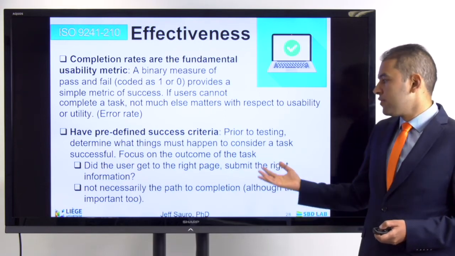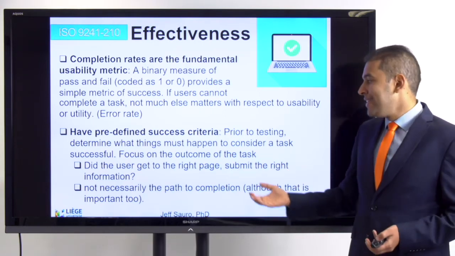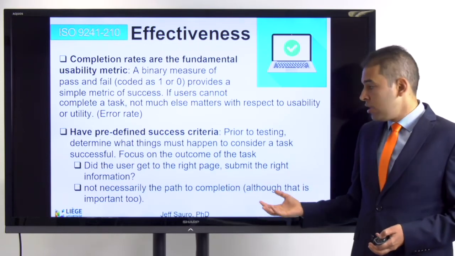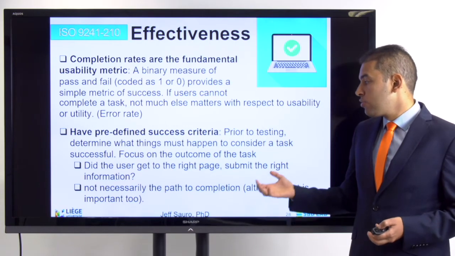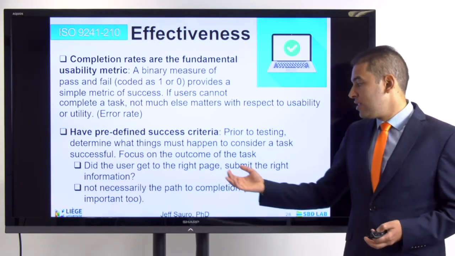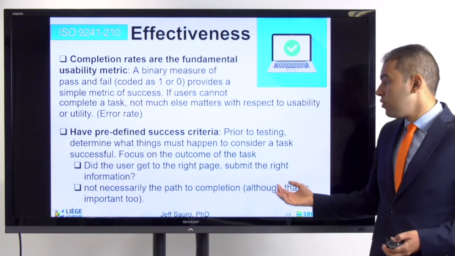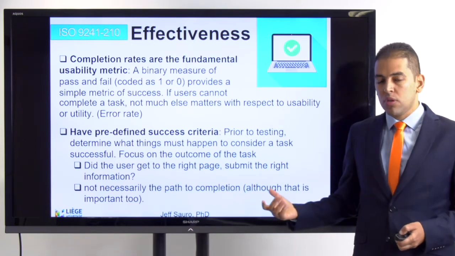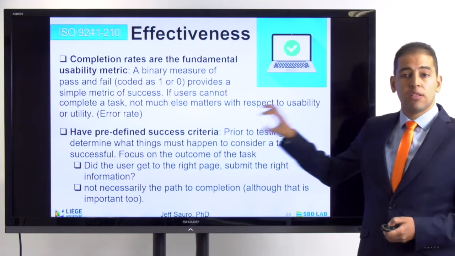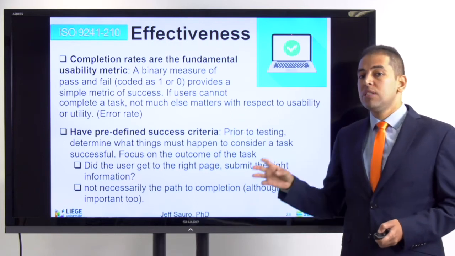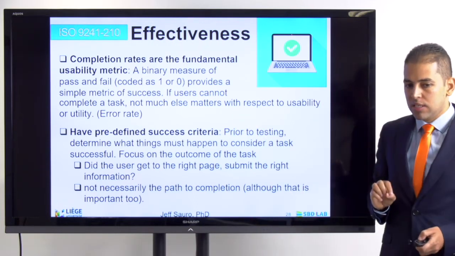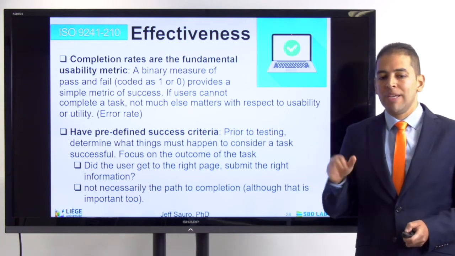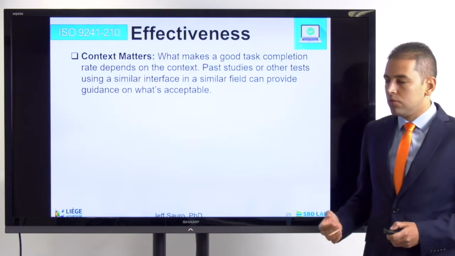Focus on the outcome of the task and ask yourself, did the user get the right page, submit the right information? Another endeavor to look at is not necessarily the completion, but also how they completed it. So this is also important. Sometimes you can focus on the rate of success, and sometimes also you see how they reached this success. So these are all ways to make sure that you are measuring the effectiveness of your solution.